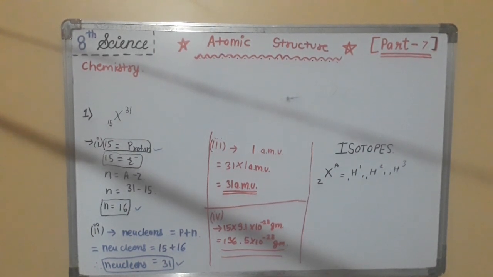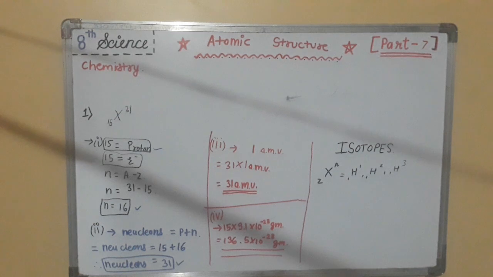This was part 7. In the next part 8, we will learn how to represent electrons in an orbit and the neutrons plus protons in the middle.